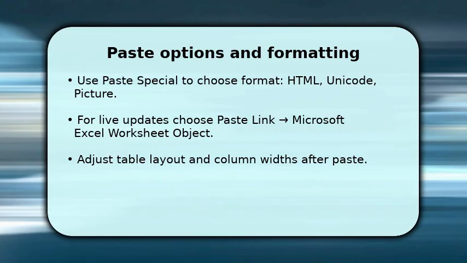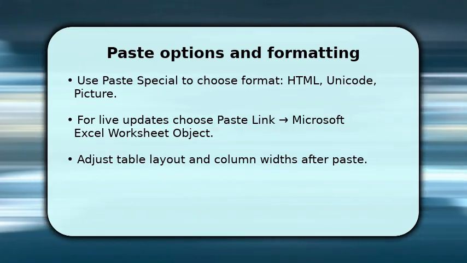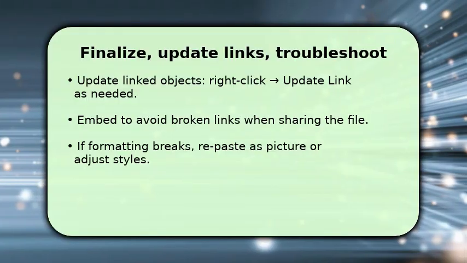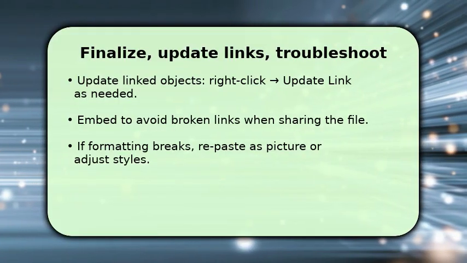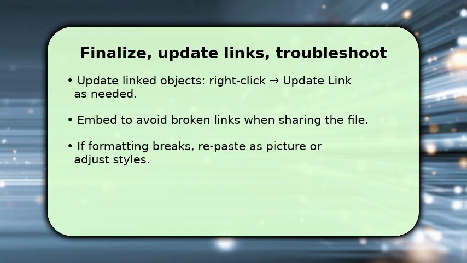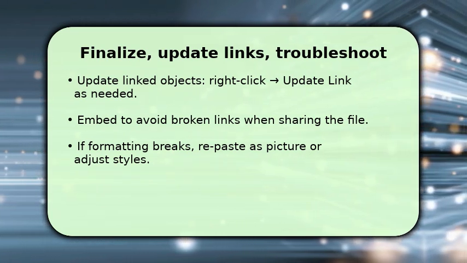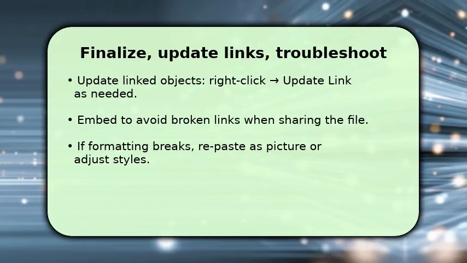Once inserted, resize the object, adjust table cell padding, and correct column widths so text wraps and pages flow naturally in Word. You finish by choosing whether to keep a link or embed the table. Embedding avoids broken links when you share the Word file. Linking keeps data alive. After pasting, right-click the object to update links or edit the source data.